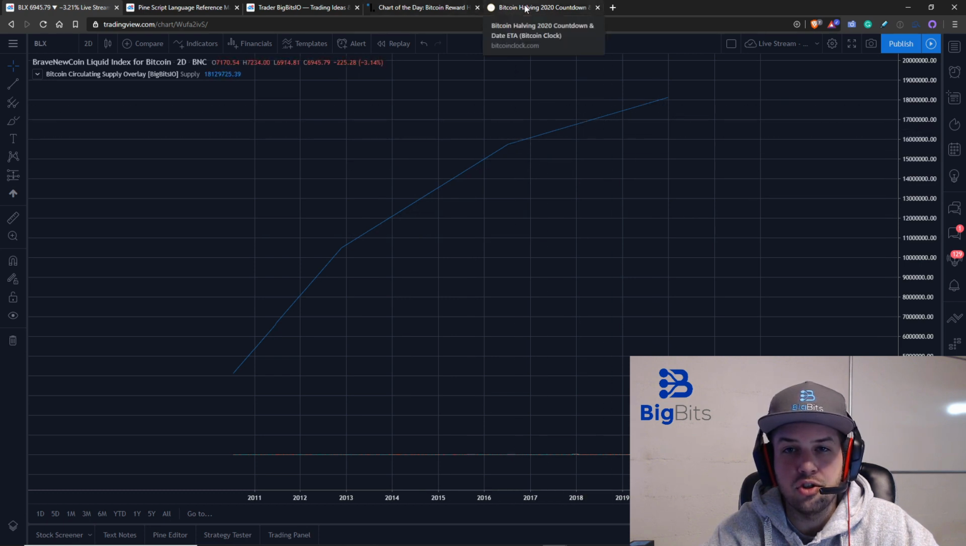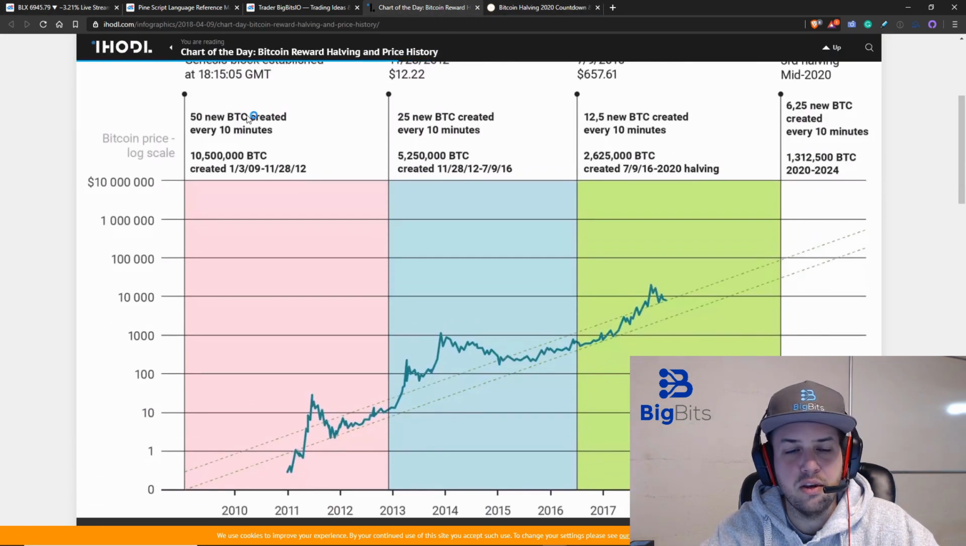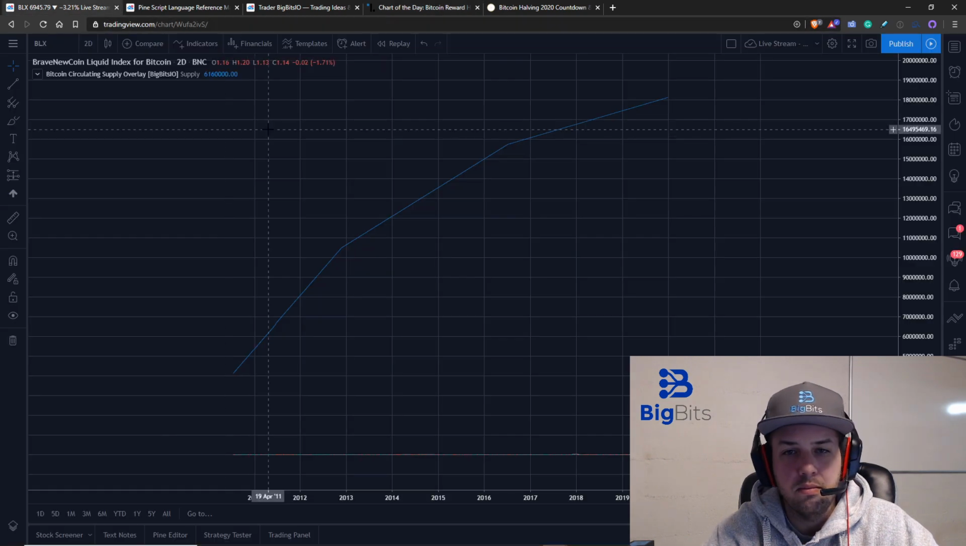And I've got this chart pulled up. Where is it? Right here. And it tells you how many Bitcoin were created per block and how many were created during that halving period. This is a really good chart. This is a URL. I definitely recommend you check it out if you're interested in the halving schedule and the effect of the block reward history. But anyway, back to the chart.